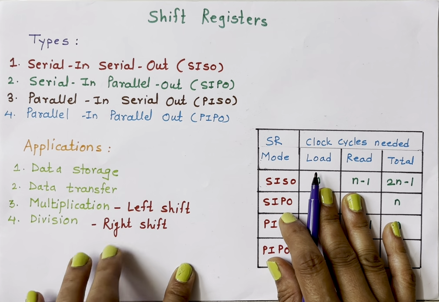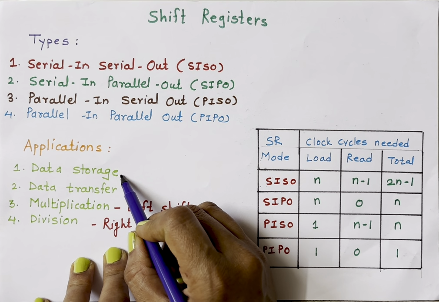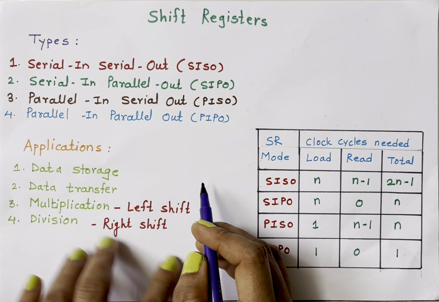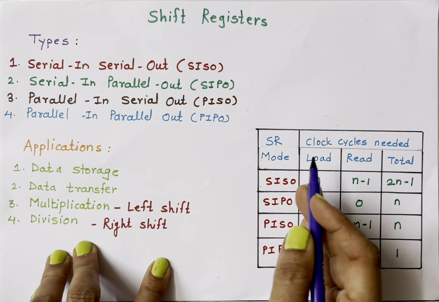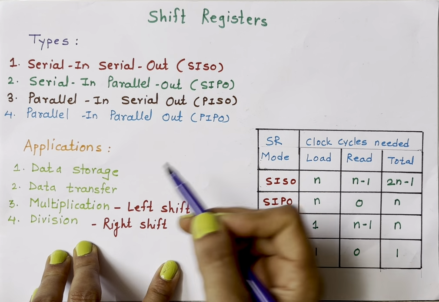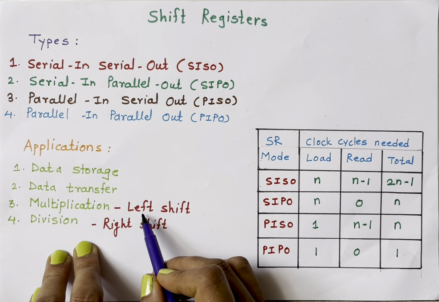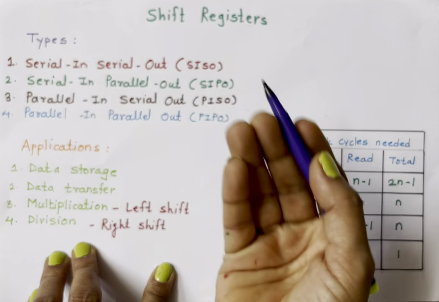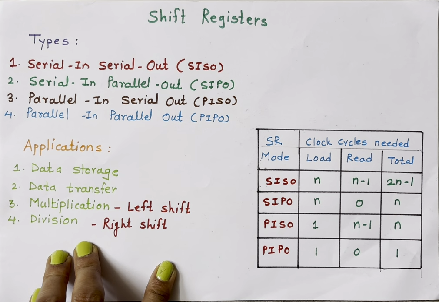Applications of shift register are to store data, so data storage. Data transfer, it means we can shift data from left to right or right to left. Then to perform arithmetic operations like multiplication and division. So let's see how to perform multiplication and division.